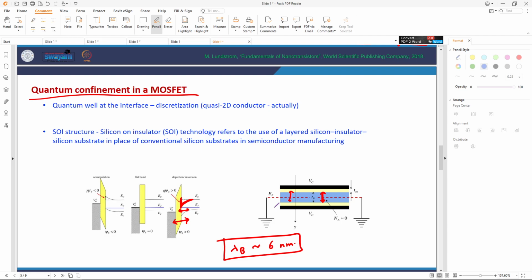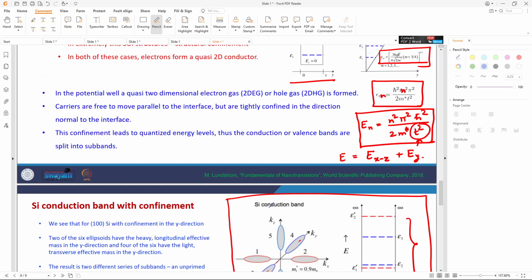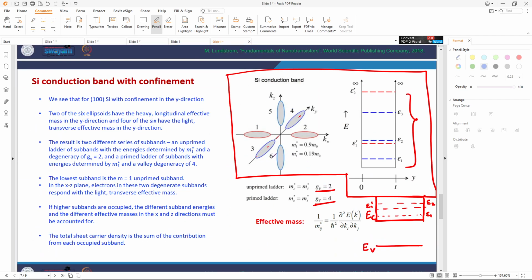So what essentially happens is, because of that confinement, like if you remember the old band diagrams, the isoenergy surfaces and stuff that we used to draw, along two directions, the x and z directions, nothing will happen to the band structure. Whereas because of the confinement, the y bands will change, they will get distorted.